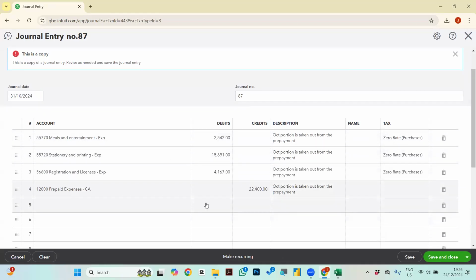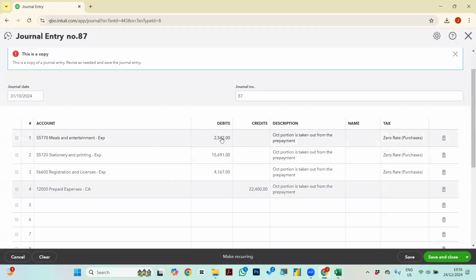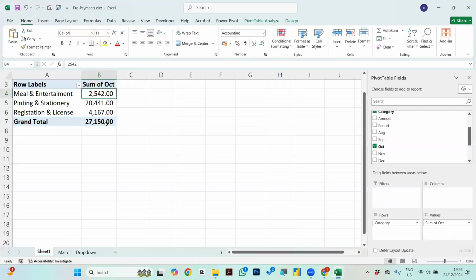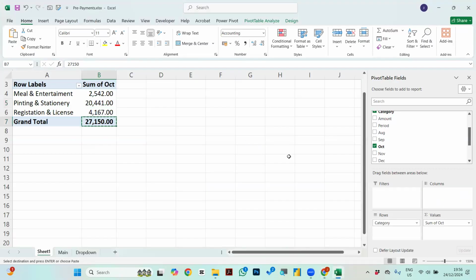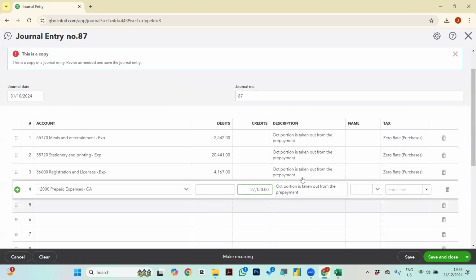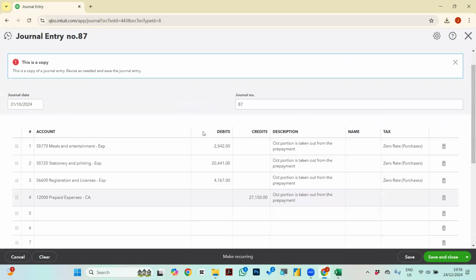Now we'll see how this is being recorded. You see here, meals and entertainment, 2542. It's correct, 2542 for this month also, the same amount. Next, printing and stationery, 20,441. Printing and stationery, 20,000 because we added a new value also. Registration and license, 4167, exactly the same amount. So for the month, it's going to be 27,150, the full amount. So it's matching exactly. So what happens here?